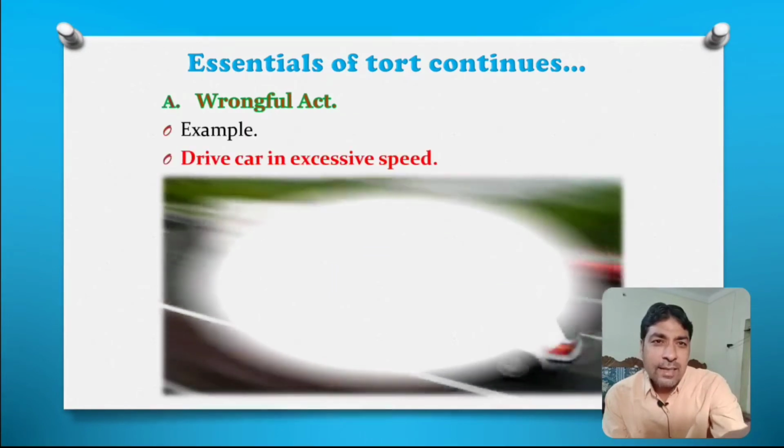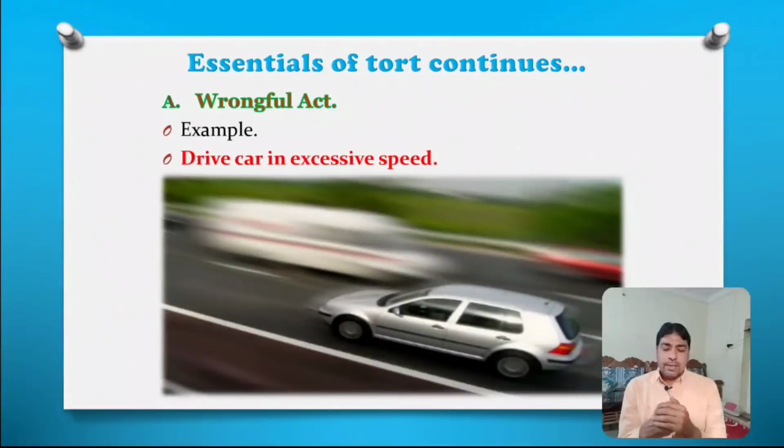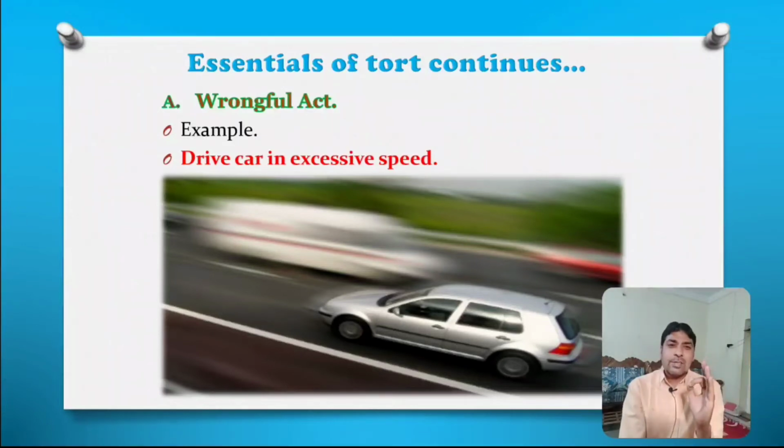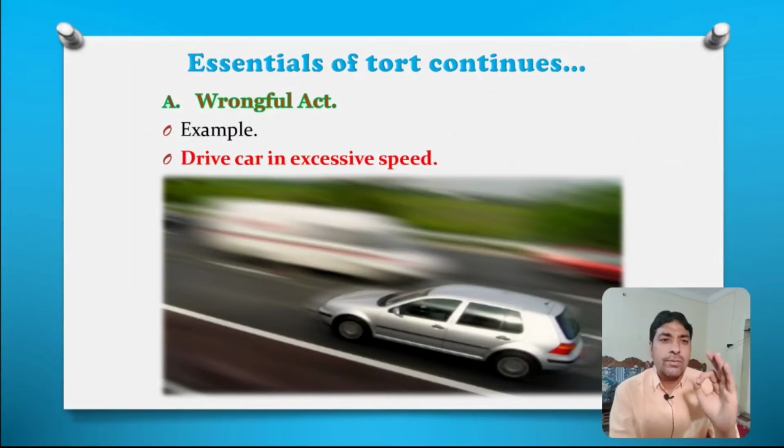Another example is driving a car at excessive speed. Suppose any person is driving a car at excessive speed, his act will be a wrongful act and he will be held responsible for tort. So the first essential to constitute the liability of the defendant under a tort is a wrongful act.